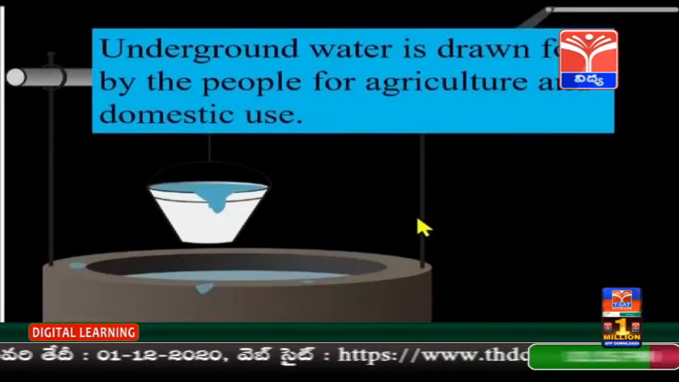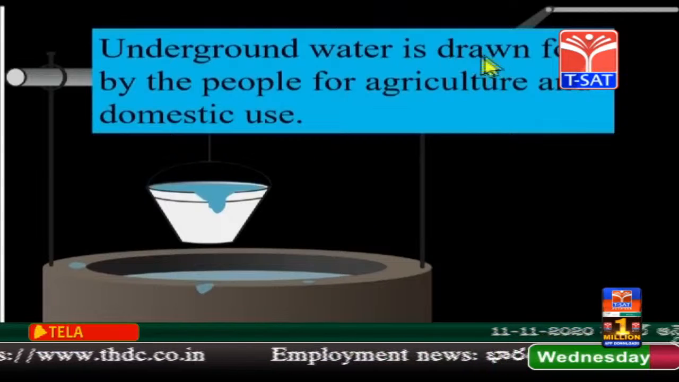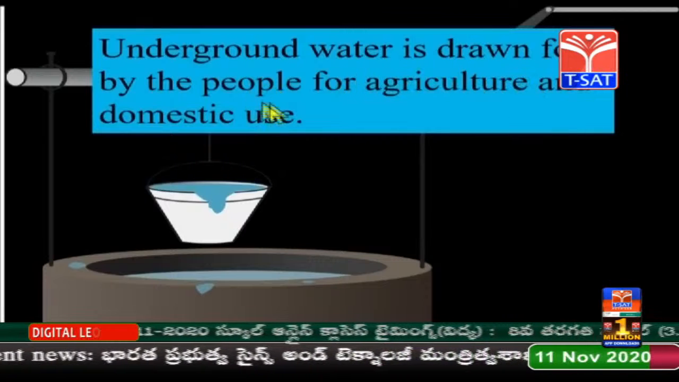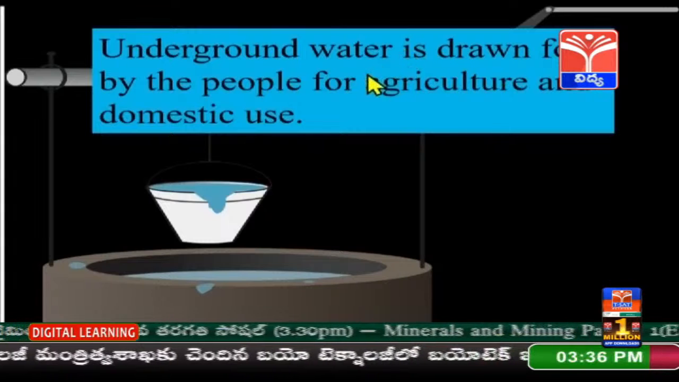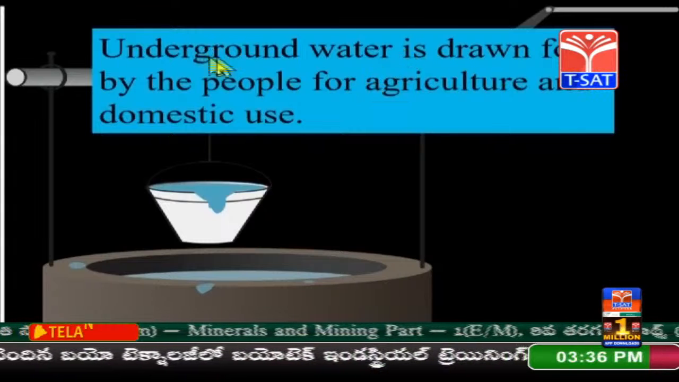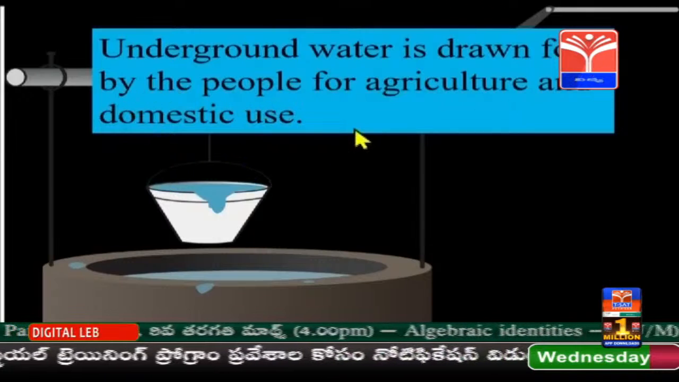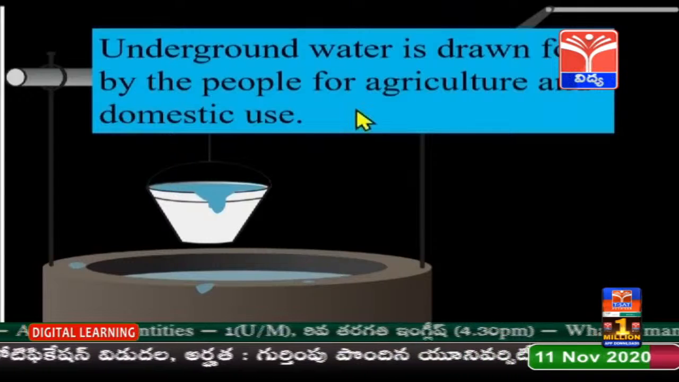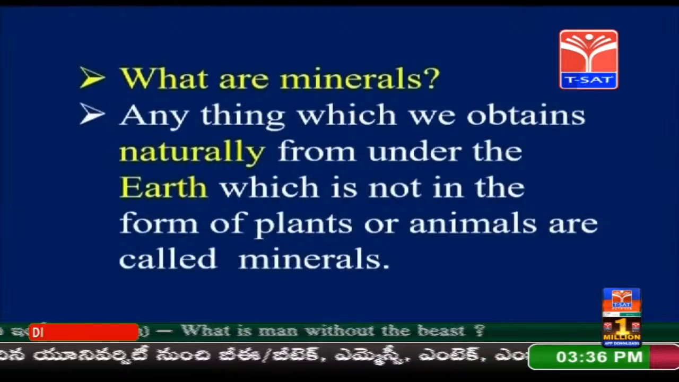Children, we also use underground water for farming and also for domestic use. Farmers generally go for agriculture and they draw water from underground, and people also use the water for domestic use. Children, now you must be confused. What are these?